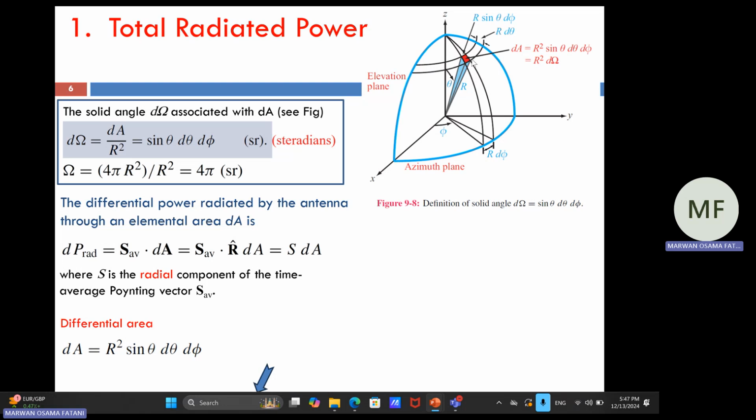So we are going to try to find the power at a specific small segment on the sphere. And using spherical coordinates, this is going to be r sine theta d phi, and this is r d theta. This is the elevation plane, the azimuth plane. And we are going to try to find the area in this very small piece and try to find the power in that specific area.